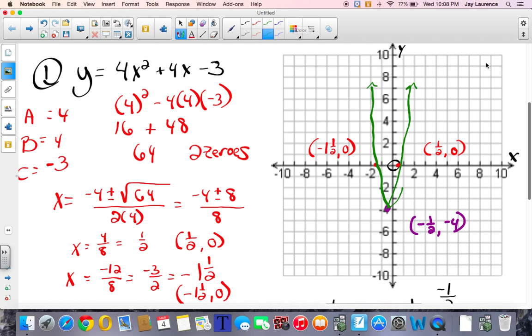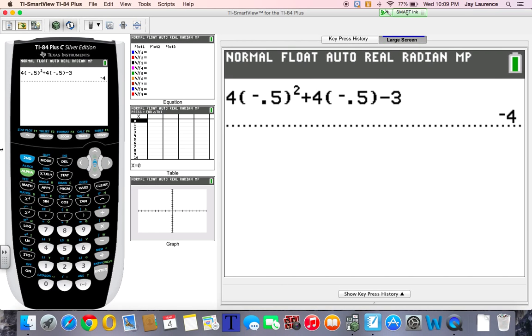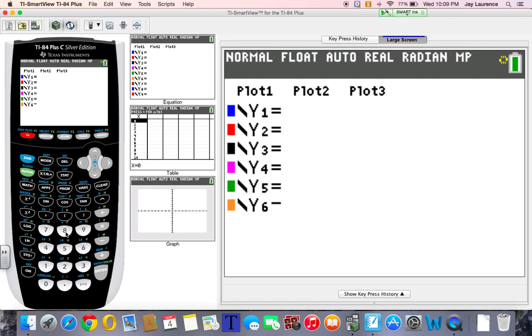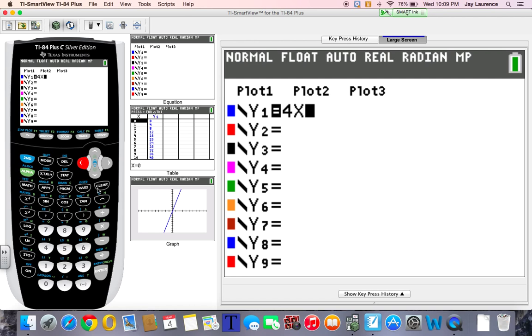All right, to show you how it would truly look on a graphing calculator, let's go ahead and put the equation in. I'm going to go y equals 4x squared plus 4x. Oh dear. What is going on there? Y equals 4x.